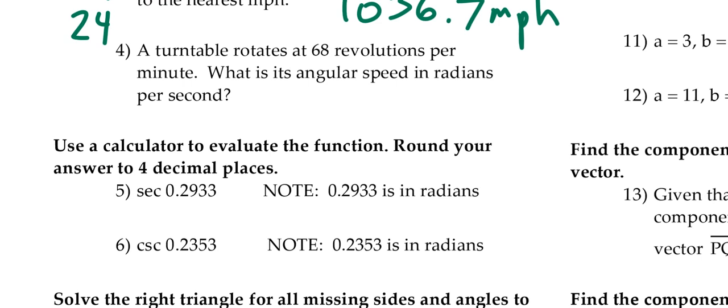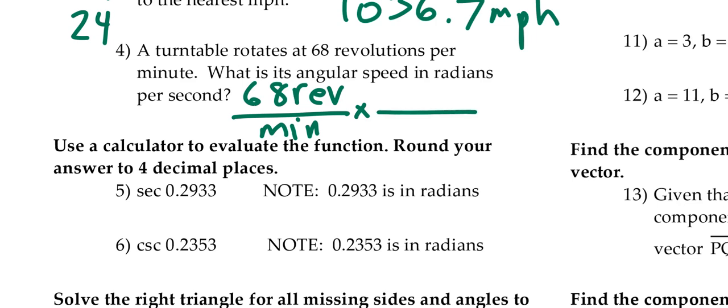All right, now, a turntable rotates at 68 revolutions per minute. What is its angular speed in radians per second? We can change this to seconds, right? 1 minute is equal to how many seconds? That's going to get rid of your minutes. So now we've got revolutions per second.